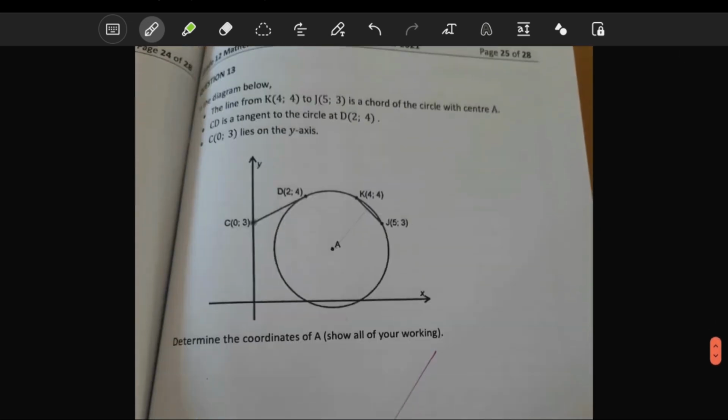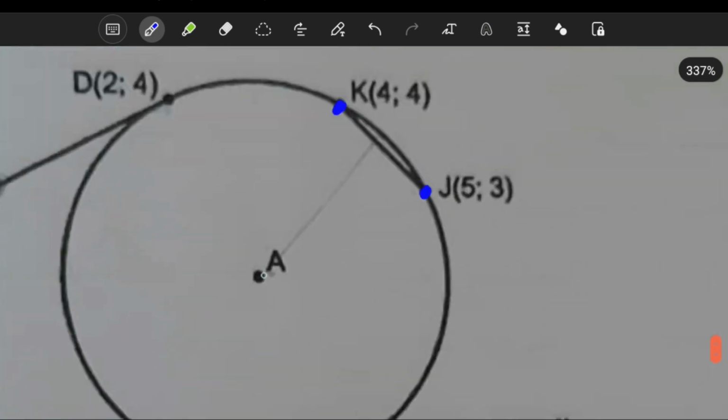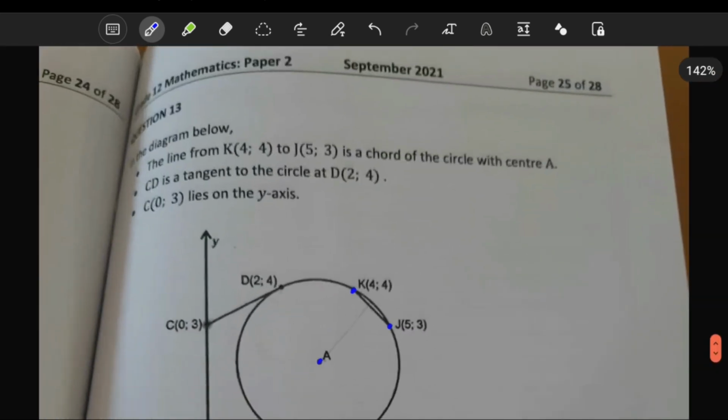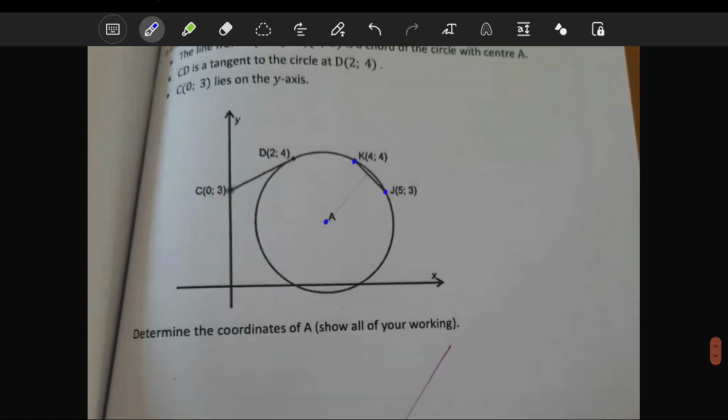So, let's see here. For 13 marks, it says in the diagram below, the line from K to J is a chord of the circle with center A. And then it says CD is a tangent to the circle at D. Looks like there's a lot of information that they're going to tell us here. Then they said C lies on the y-axis. So all this, don't take it for granted.